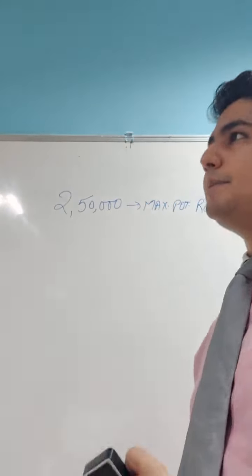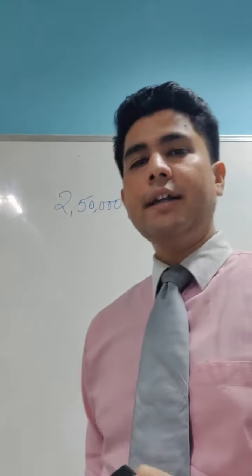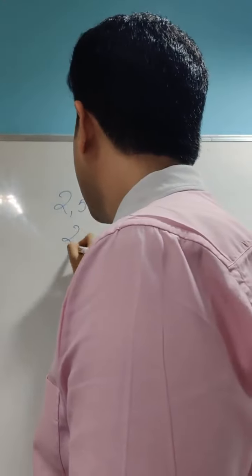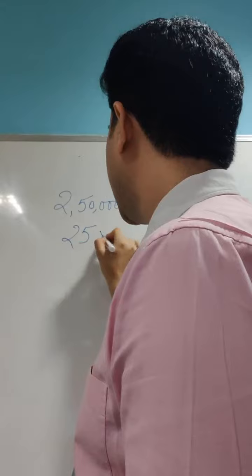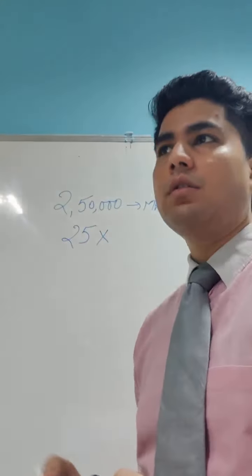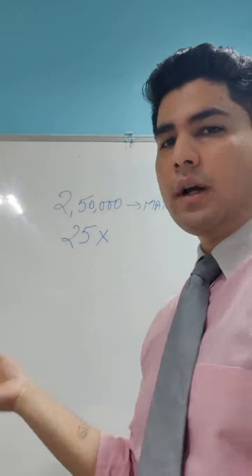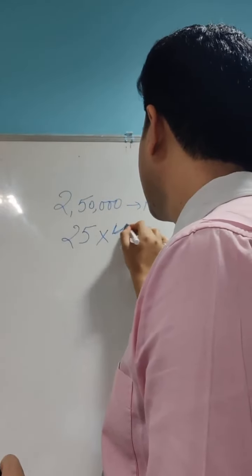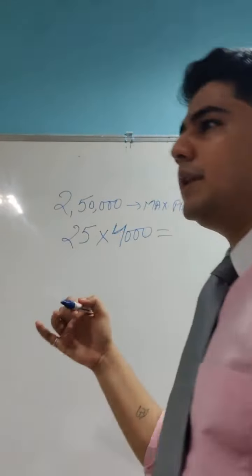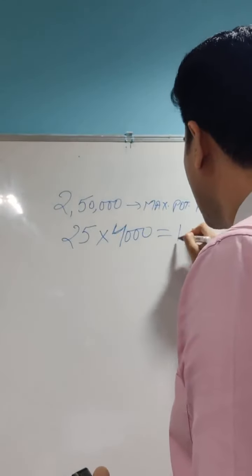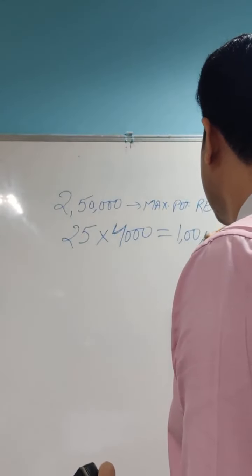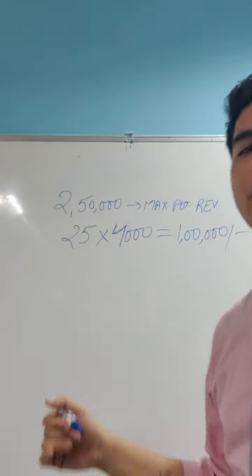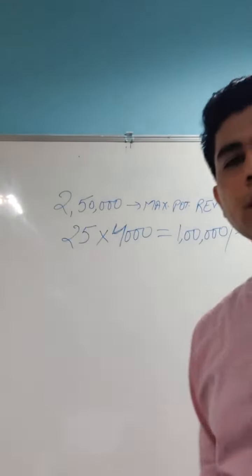Now if I say that yesterday night I sold 25 rooms of the same hotel, but because of demand I could not sell them at rack rate, so I sold them at 4,000 rupees each. So here we will get a revenue of 1 lakh. So the actual revenue we have achieved is 1 lakh rupees.